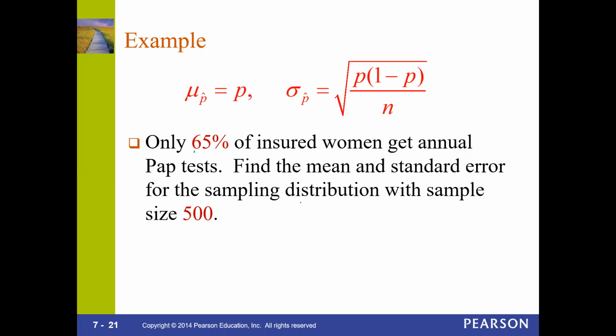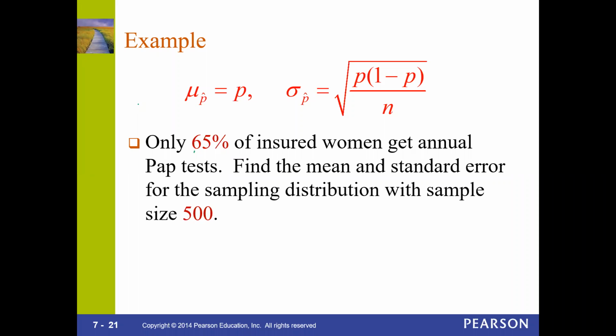What do you guys think the mean will be? Notice that what we think the population proportion will be, what I think the proportion is. What is P here? You see, only 65% of women get annual pap tests. What I think the proportion will be: the proportion of women who get annual pap tests.